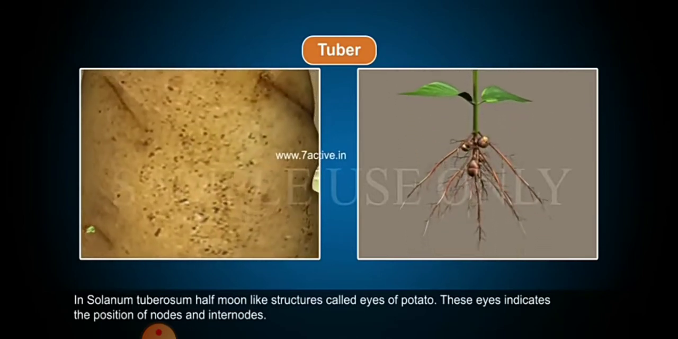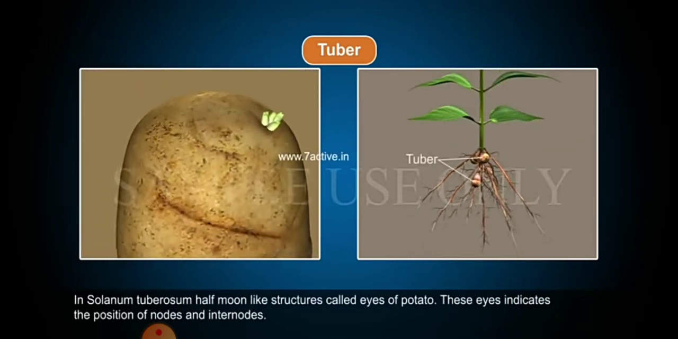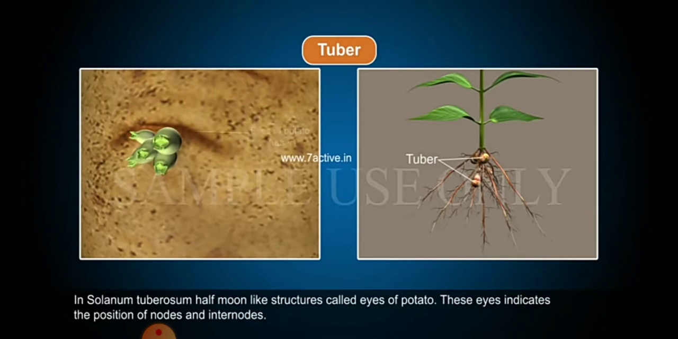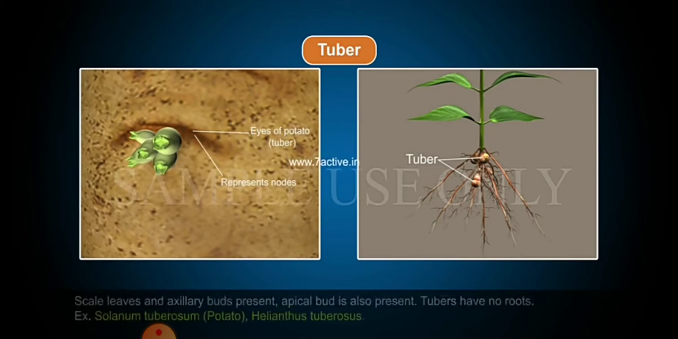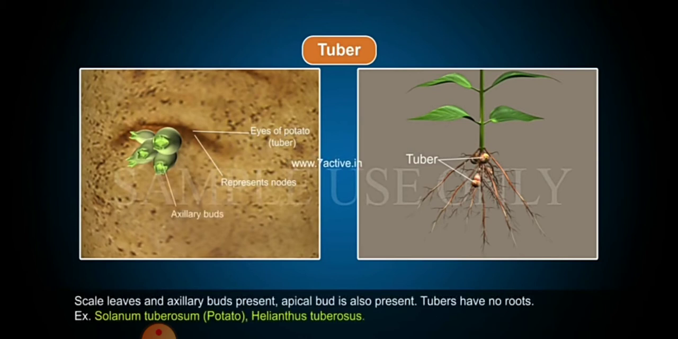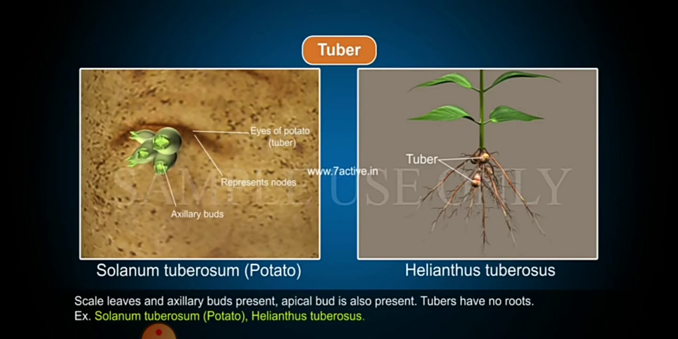Tuber. In Solanum tuberosum, half-moon-like structures are called eyes of potato. These eyes indicate the position of nodes and internodes. Scale leaves and axillary buds are present. Apical bud is also present. Tubers have no roots. Example, Solanum tuberosum, potato, Helianthus tuberosus.